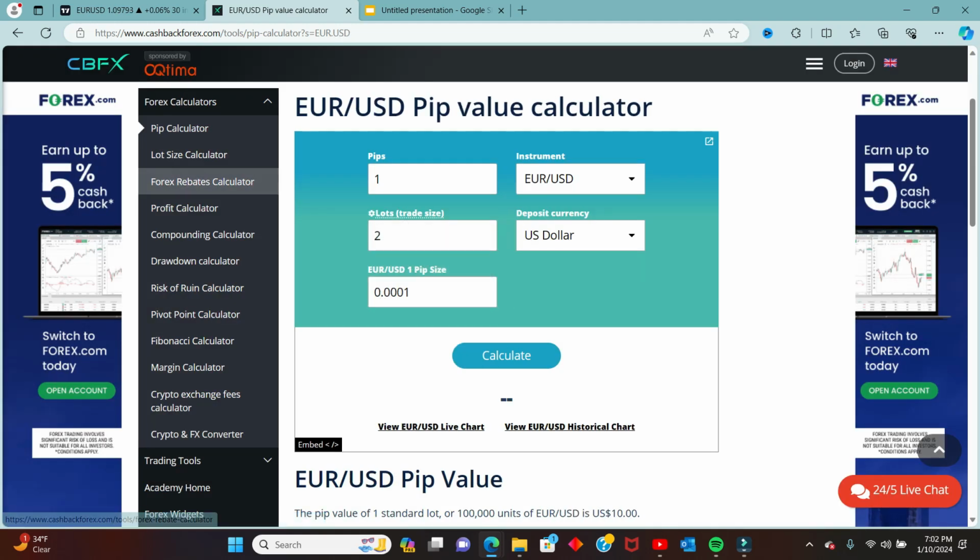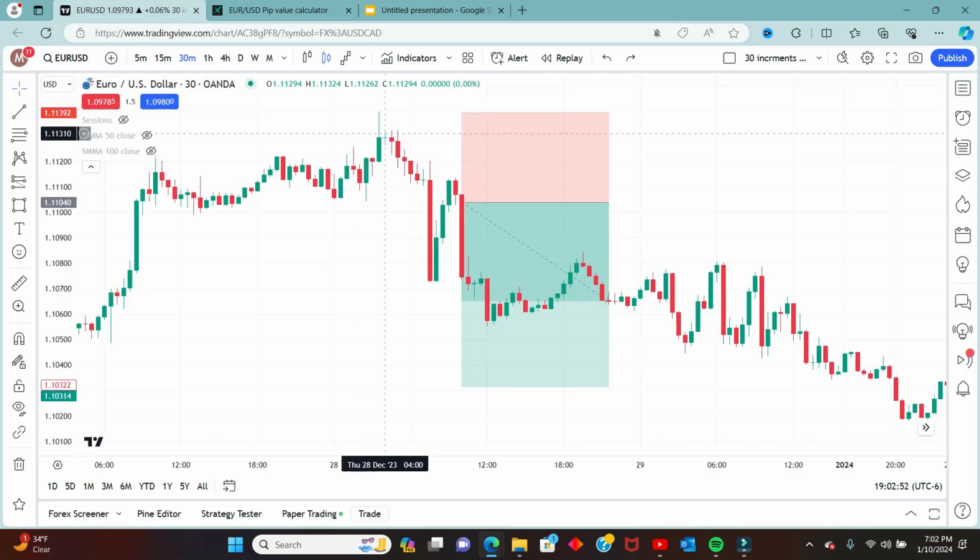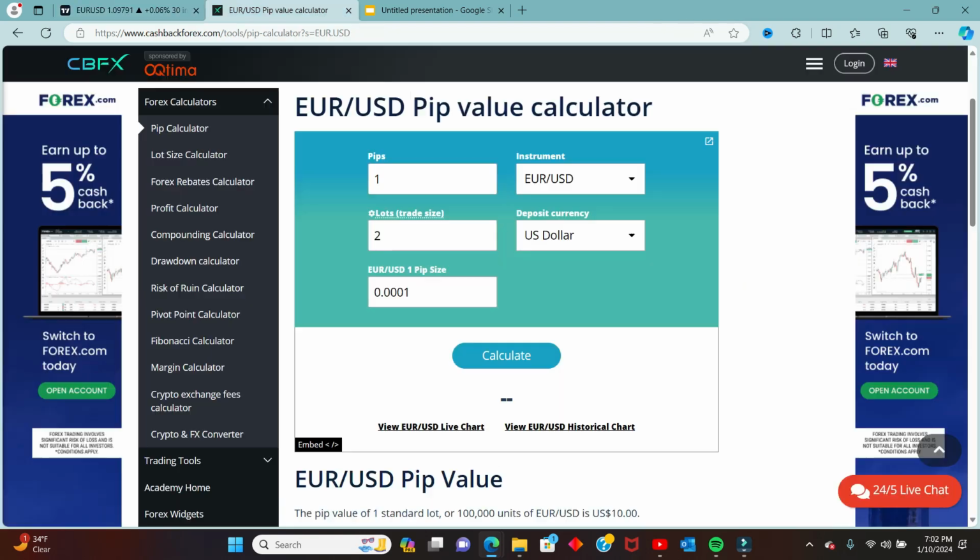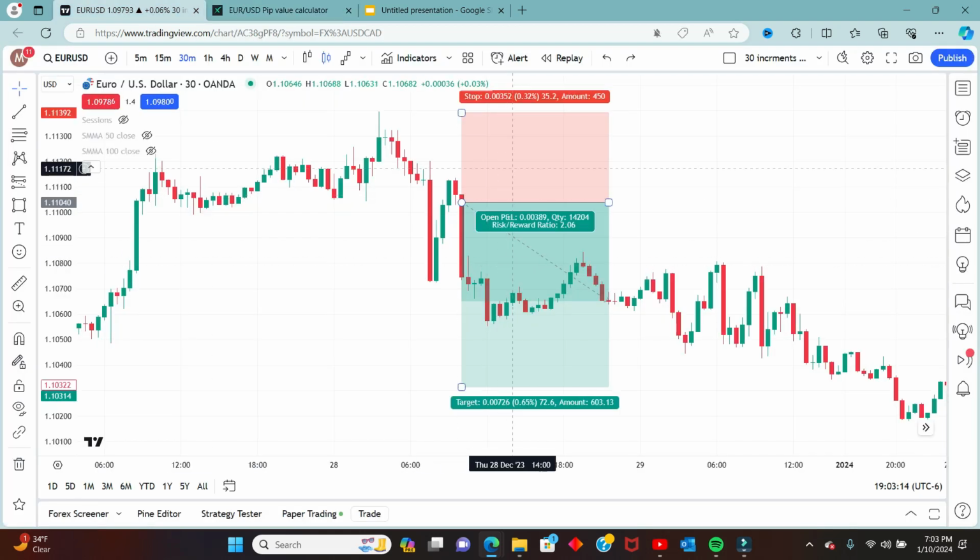Boom. Okay, now you see how it says the pips? How many pips were we risking on EUR/USD? We were risking 35 pips on that one, so we write in 35. And then the lot size, let's say we're using a lot size of 3. Remember, don't worry about lot sizes, we'll get into that again later. But let's say I was using a lot size of 3. Now it tells me my risk was $1,000 if I use a 3 lot with a 35 pip stop loss.